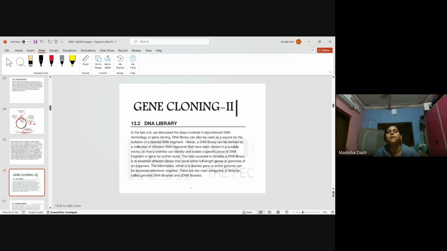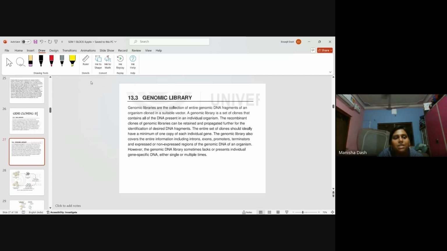Then comes the second part, gene cloning 2, which is the construction of the DNA library. In a library we have a collection of books, right? Similarly, a DNA library is a collection of the genome of an individual organism. There are different types of DNA library. One is called the genomic library. As the name suggests, the entire genome will be fragmented and put inside different vectors, and all the vectors will be collected together to construct the genomic library of an individual.